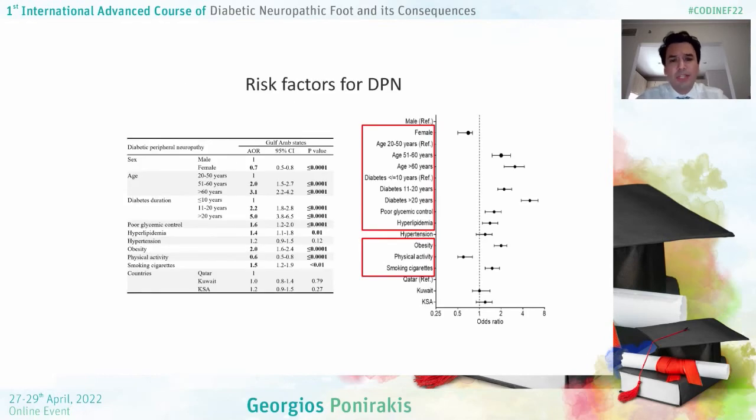When we focus on the risk factors of diabetic neuropathy, the prevalence was higher with age, longer duration of diabetes, poor glycemic control, hyperlipidemia, obesity, and smoking cigarettes, but it was lower in females and those who were performing physical activity. This is after we adjusted for confounding factors, at which point hypertension lost its significant association.